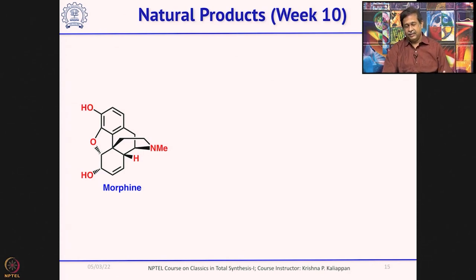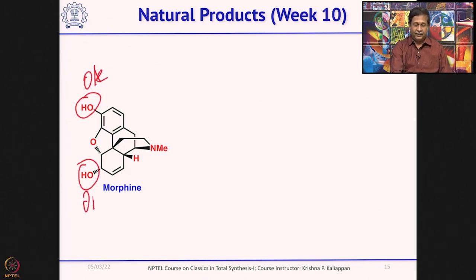The first alkaloid which we'll talk about is morphine. Morphine, as you all know, is a very good painkiller, and if you acetylate these two hydroxyl groups, it is called something that you don't want to know, but it's called heroin.